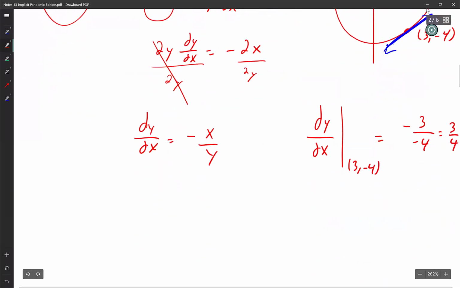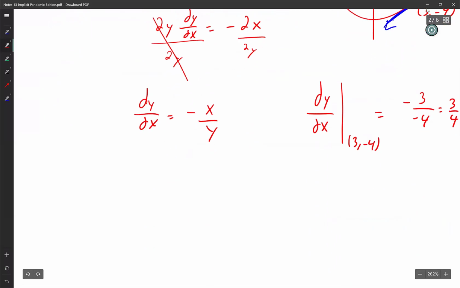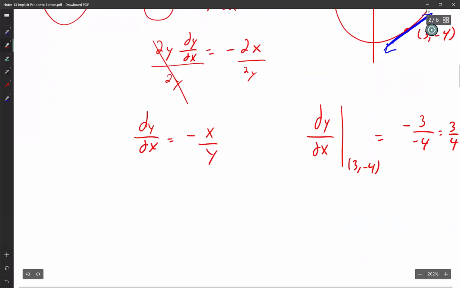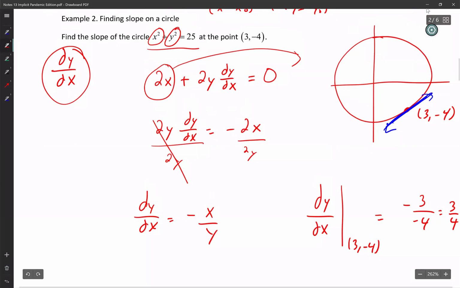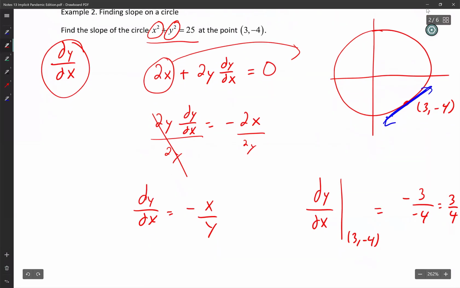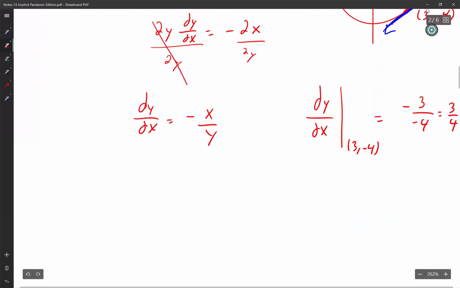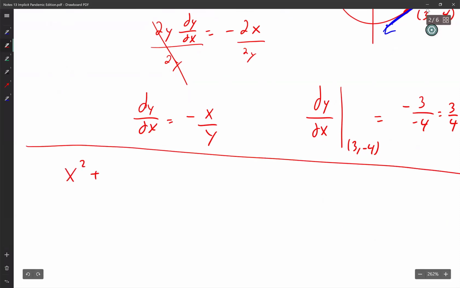Check it out. So the question was, Ms. Tiff asked, what if we solved it for y equals the square root of all that good stuff, like the old way? Well, let's do it the old way. X squared plus y squared equals 25.